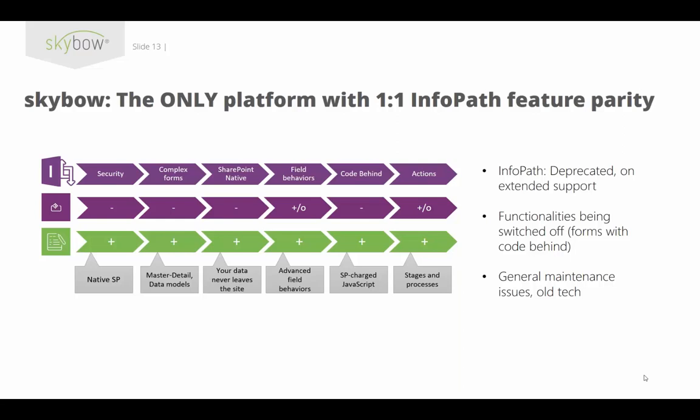But it's not only InfoPath. You have probably heard that Microsoft is deprecating and switching off Access Services in SharePoint Online. We now have confirmation that Access Services are probably going to be there in SharePoint 2019, but marked as deprecated. They're going to be there for compatibility reasons. But this is something that you should also move away from.